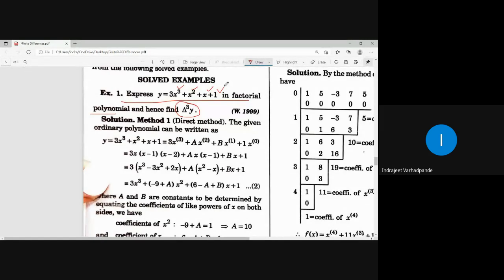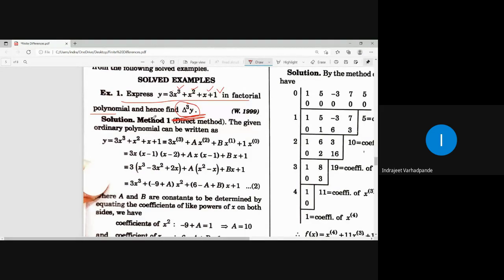Delta is called the first order forward difference of y, which acts as a derivative. Delta square will be called the second order forward difference of y, which acts as a derivative. Delta cube of y will act again as a derivative and is known as the third order forward difference of y. So ultimately I have to differentiate the factorial polynomial 3 times so as to get the value of delta cube of y. Now I have the coefficients of the given polynomial as 3, 1, 1, 1.